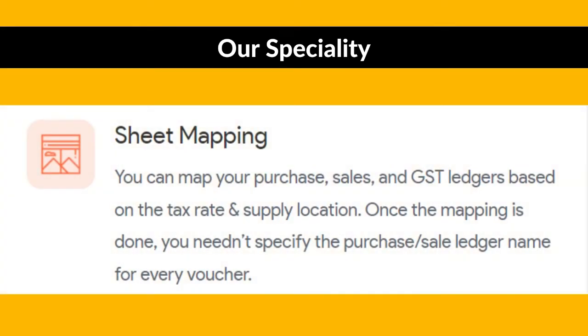Sheet mapping. You can map your purchase, sales, and GST ledgers based on the tax rate and supply location. Once the mapping is done, you needn't specify the purchase/sale ledger name for every voucher.